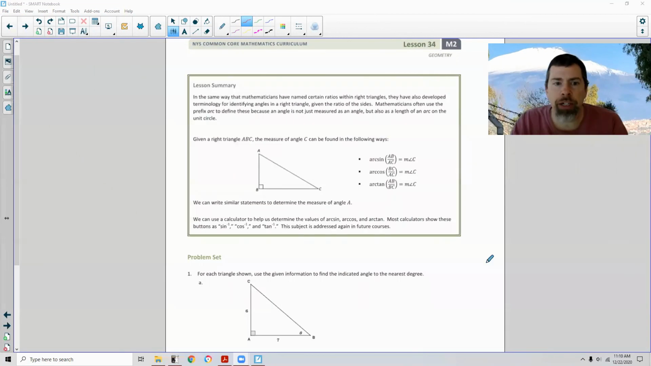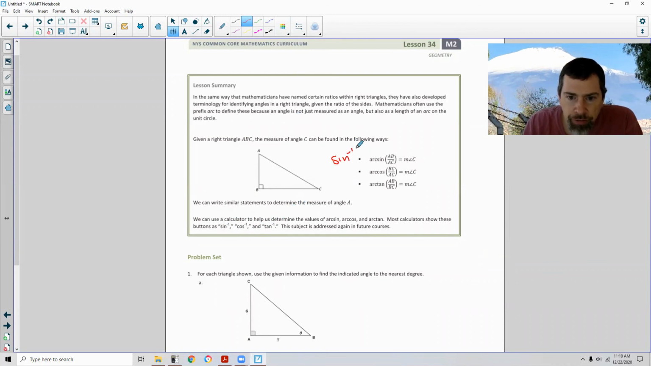Okay, page 7 brings us to the end of lesson 34. Review this lesson summary and keep in mind, notice down here, we can use the calculator to use, so arc sine is sine inverse, arc cos is the same as cosine inverse, and arc tan is the same as tan inverse. Review your lesson summary and go do your problem set.